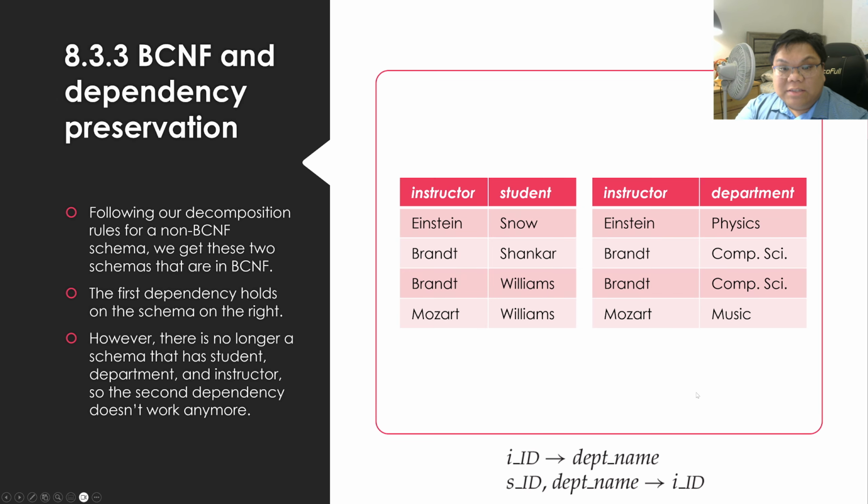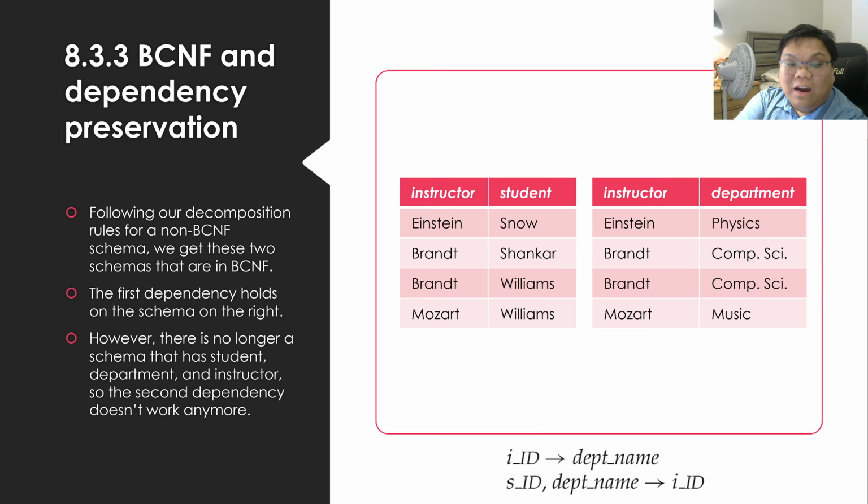So the solution to this is to just cut this table into pieces. So now we have 2 separate tables, instructor and student, and another one, instructor and department. This decomposition comes from our rules for decomposing a non-BCNF schema into 2 that are. And if those 2 schemas are not in BCNF, we can just reapply the decomposition rules again until we get a set of schemas that are in BCNF.